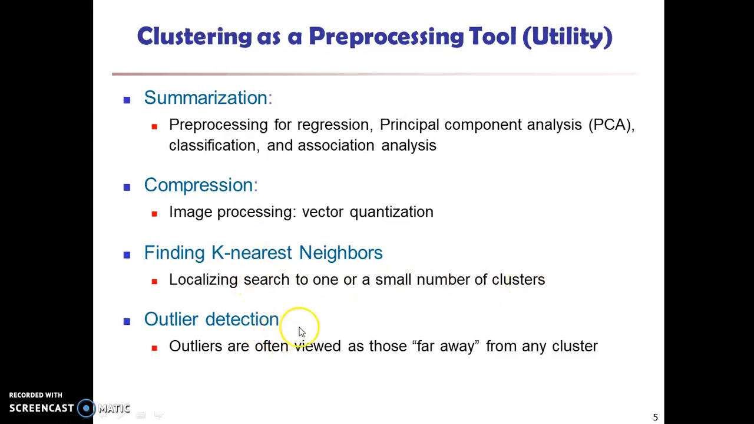And outlier detection. Outliers are often viewed as those far away from any cluster. When you group the data points, there will be some data points which will be far away from the group. To identify those data points, we will use clustering.